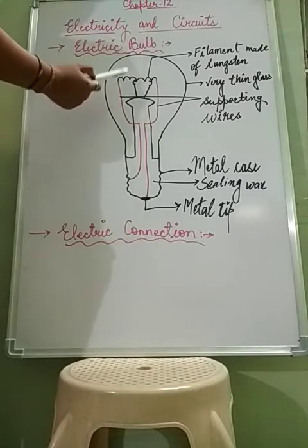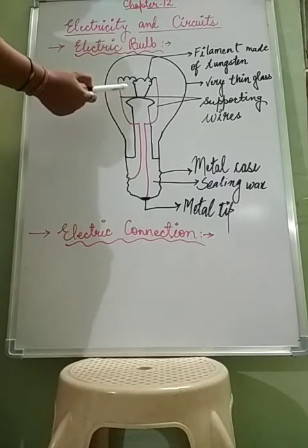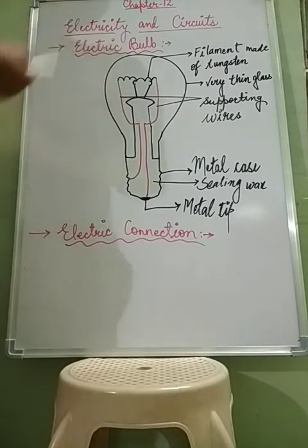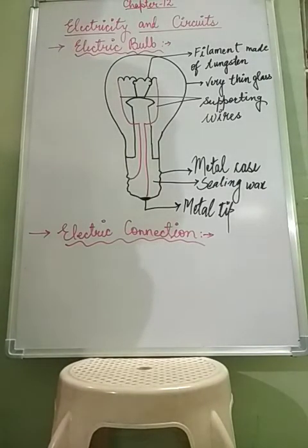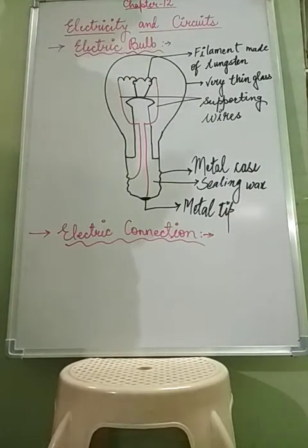This tungsten only gets heated up when the electricity is provided to it, and then it starts to glow and gives light. The property of tungsten ensures that, now what is the property of this tungsten? That the filament gets white hot. When providing electricity, this filament gets white hot, but it does not melt. This is the property of tungsten.